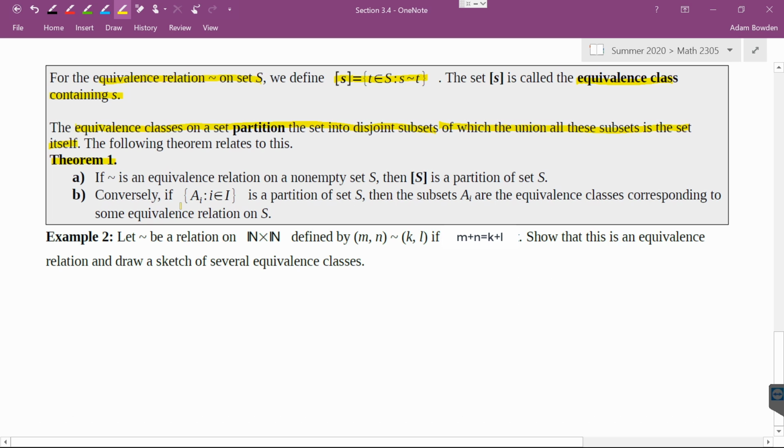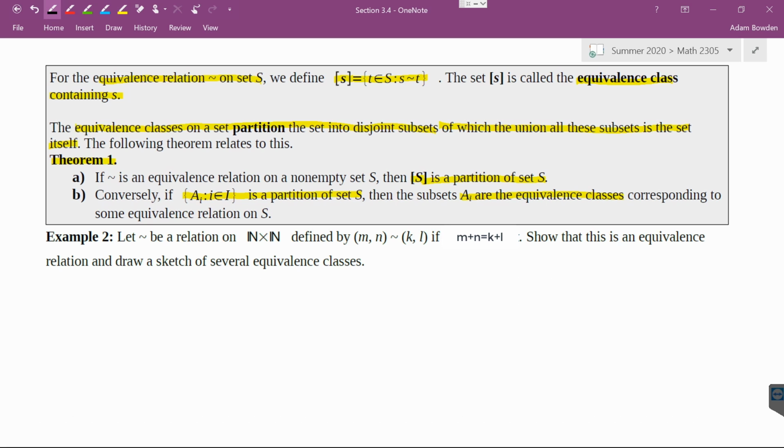It says that if tilde is an equivalence relation on a non-empty set S, then the equivalence classes of S form a partition of the set S. And conversely, if you have a partition on a set, then all your subsets are automatically equivalence classes corresponding to some equivalence relation on the set S.